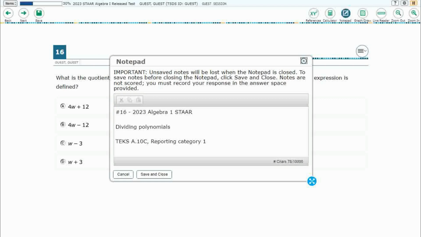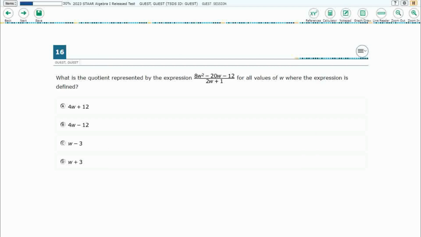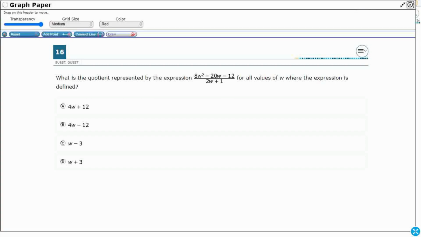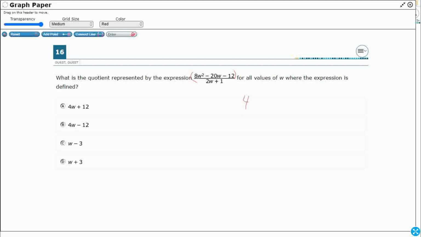So for number 16, we are dividing polynomials. This is TEKS A.10c, reporting category 1. This is the first time this particular standard has ever been tested on the STAAR test, so it might have thrown a few students for a loop here. Now, what we can do if we want to is, since we're dividing this trinomial by this binomial, factor out a 4 here, and then make it 2w squared minus 5w minus 3. And then we can use the diamond method if we wanted to do that, but we're going to need to multiply that 4 back in if we do that.